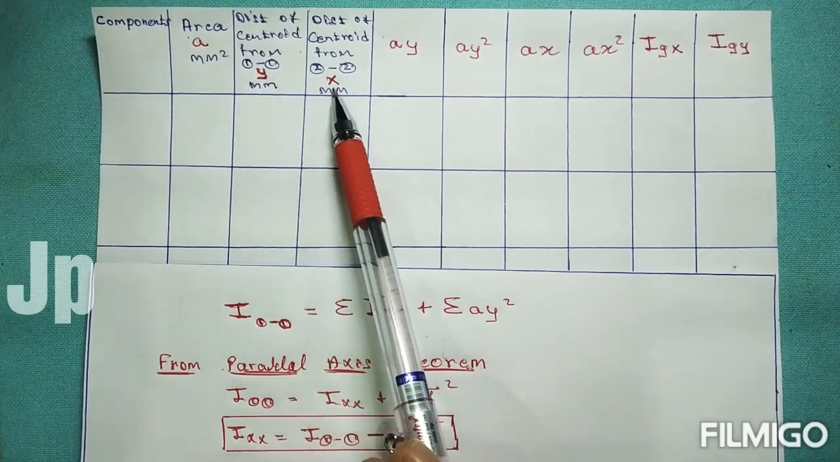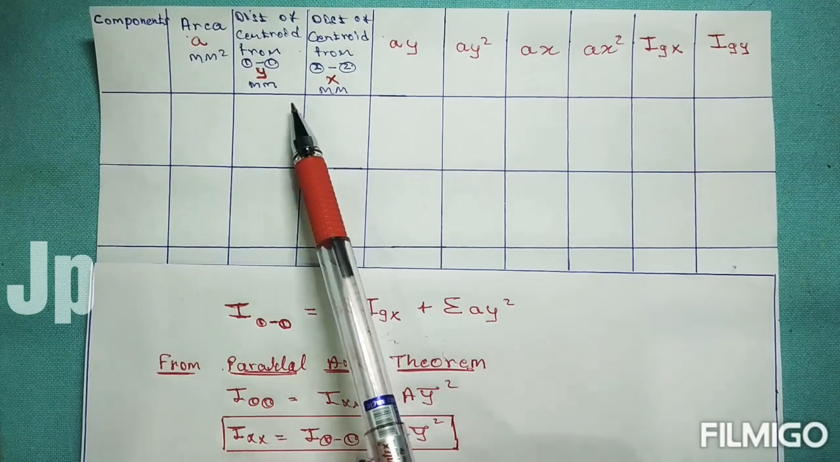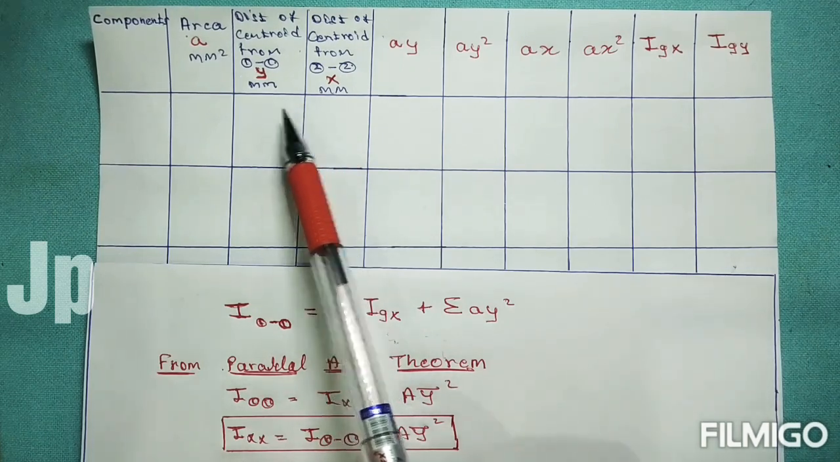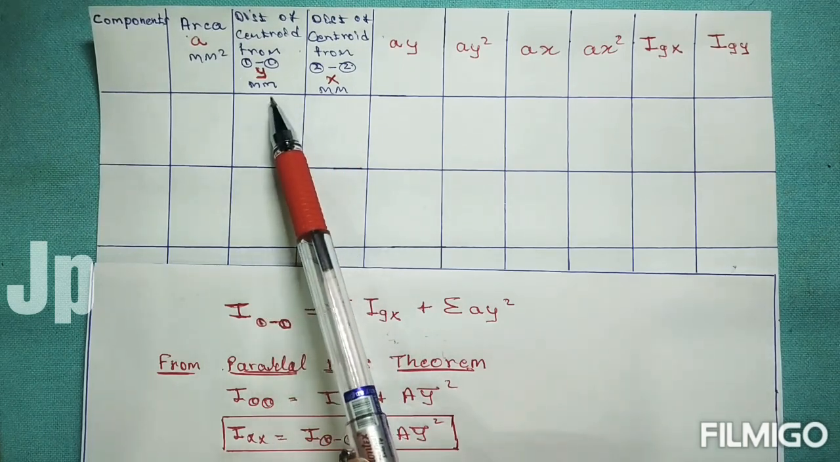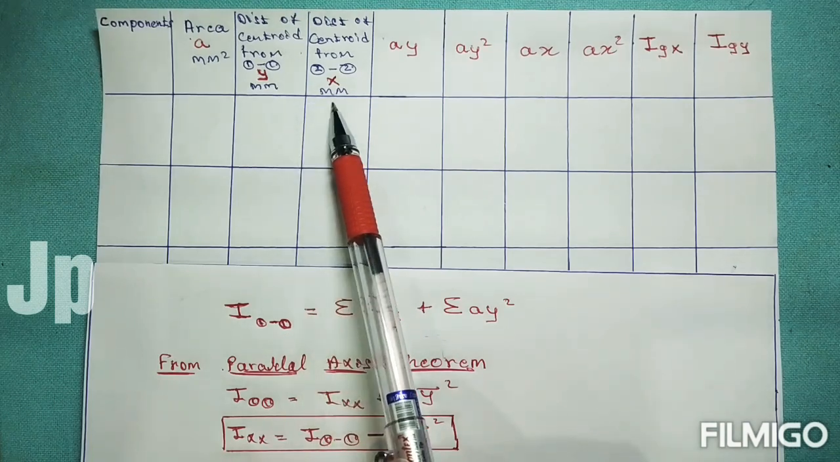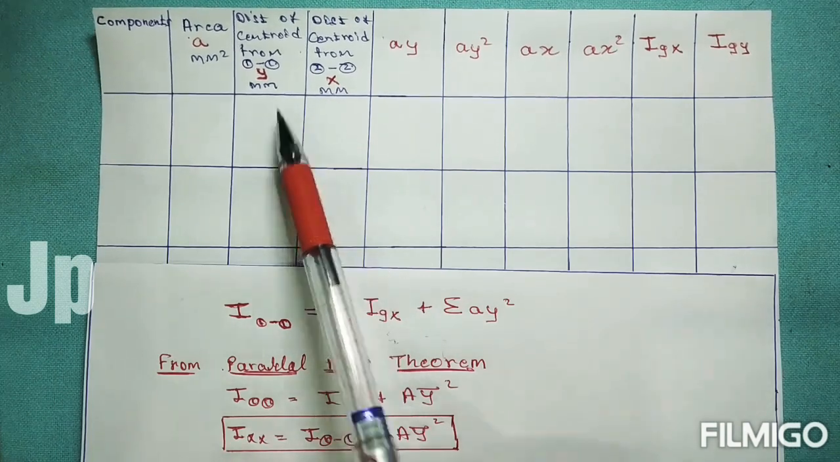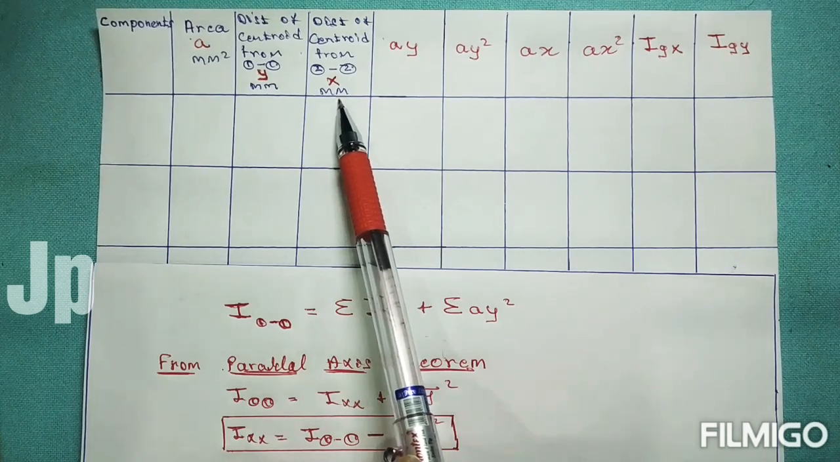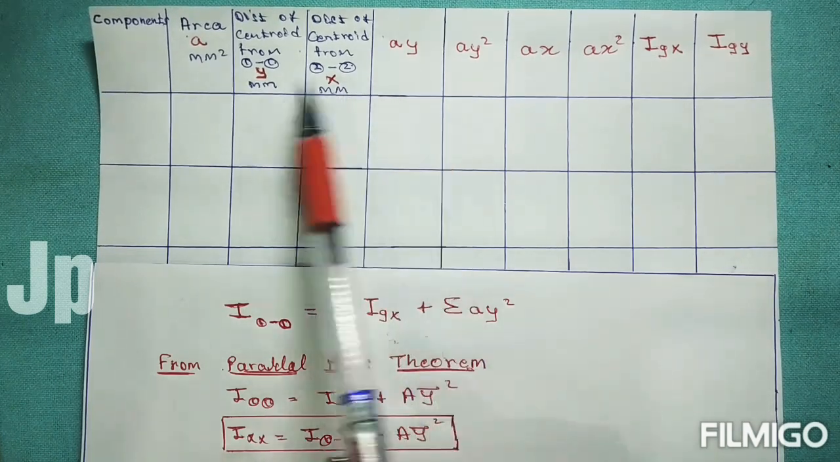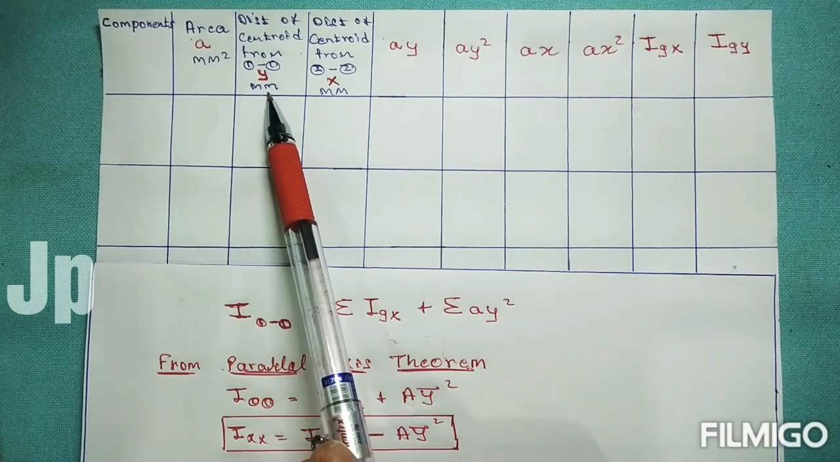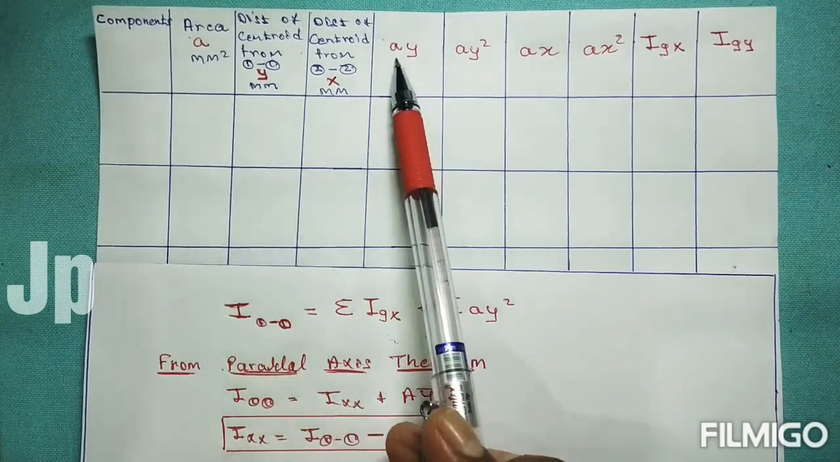Similarly, you have to take two reference axes. I told you, one is the left corner and one is the bottom. Based upon that, you have to mark Y and X. If it is in the Y direction it will be Y, if it is in the X direction it will be X. After that, you have to multiply the area into Y, the distance of the centroid from the reference axis. That will be area into Y.